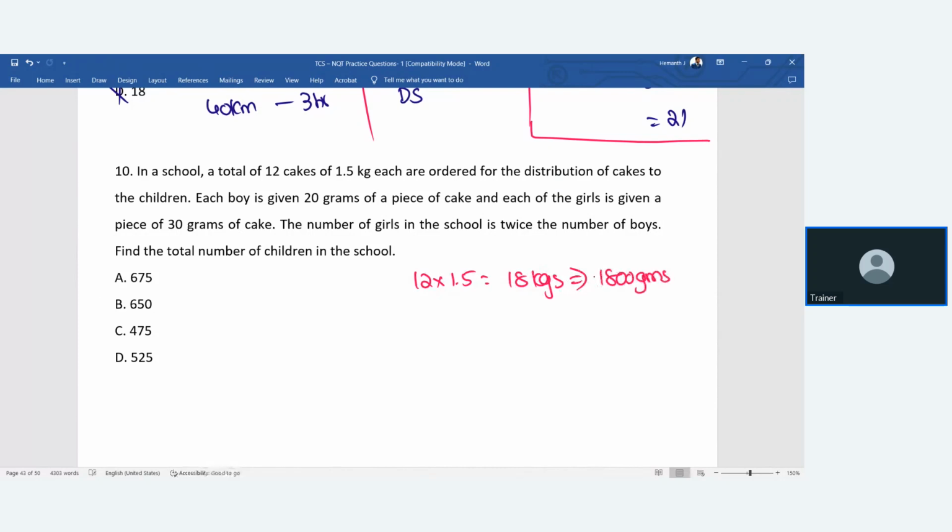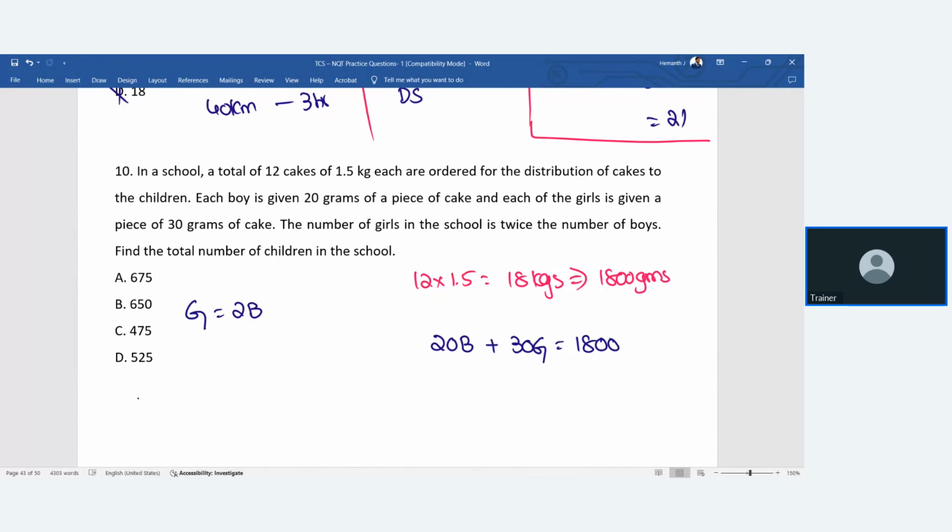Okay. Now we are distributing to the children, right? So the girls are double the boys. Girls equal to twice the boys. Now 20 grams for each boy and 30 grams for each girl. Totally that 1800 should be completed. That cake is distributed to the children. 20 grams to each boy and 30 grams for each girl should be equal to 1800.